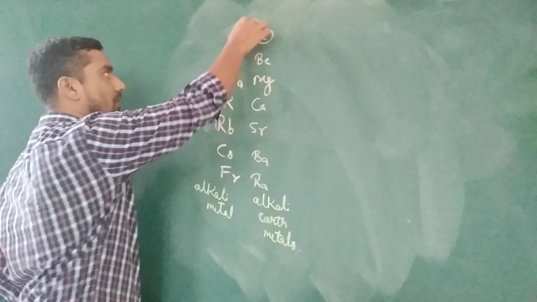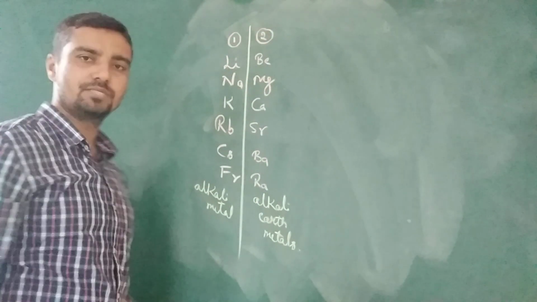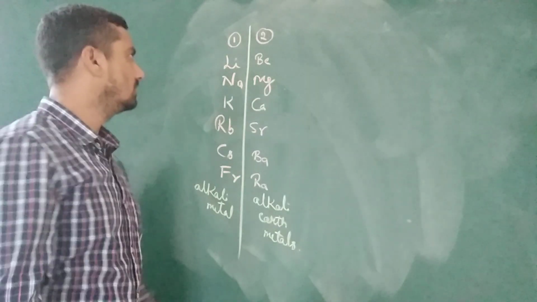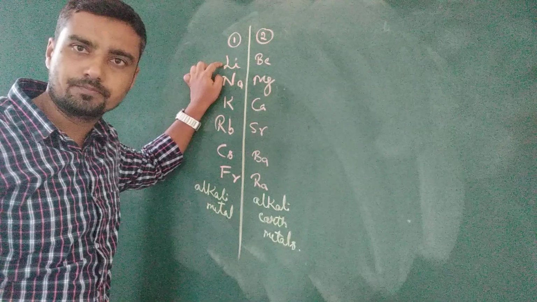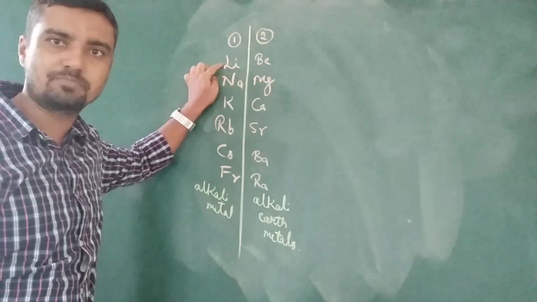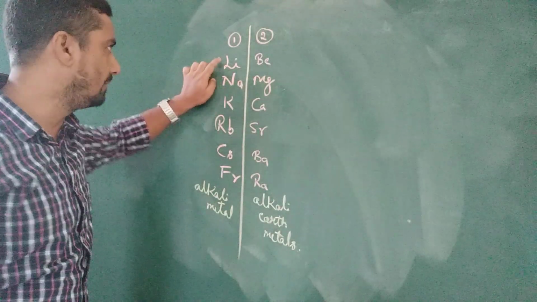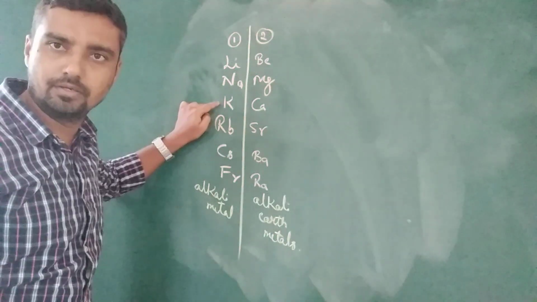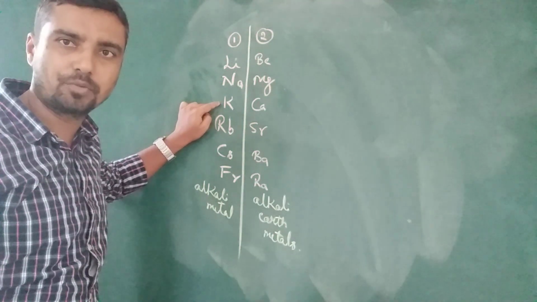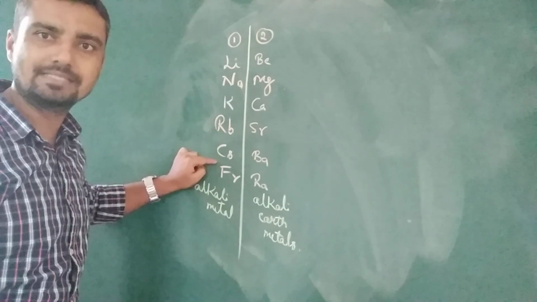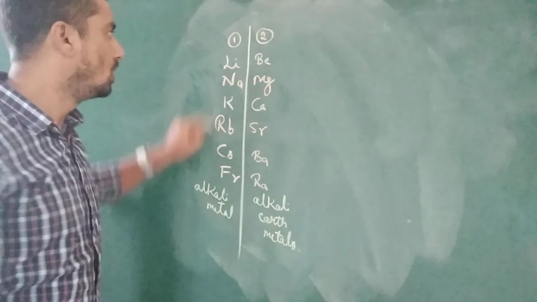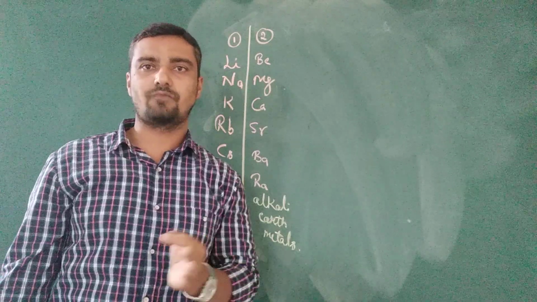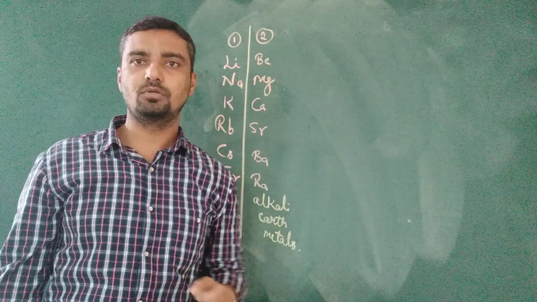We should know why these elements are called alkali metals and these are called alkaline earth metals. For example, when lithium is dissolved in water, it forms its respective hydroxide, lithium hydroxide. Sodium gives sodium hydroxide, and potassium gives potassium hydroxide, rubidium hydroxide, and cesium hydroxide. These hydroxides are basic in nature. Basic means the pH is between 7 and 14.